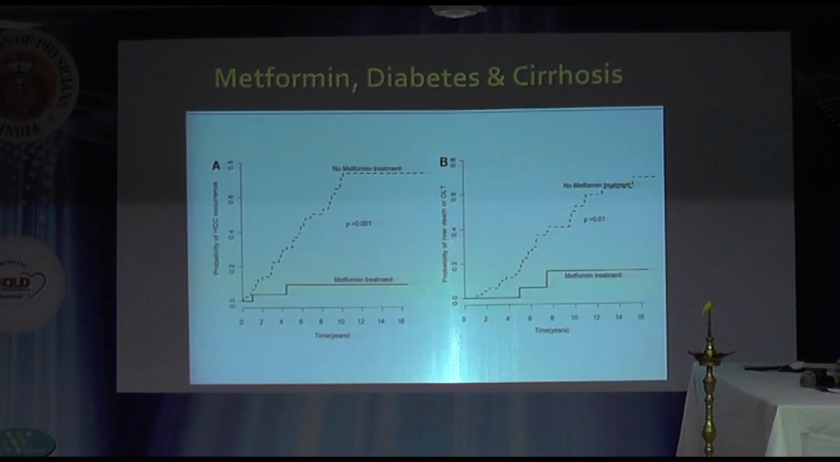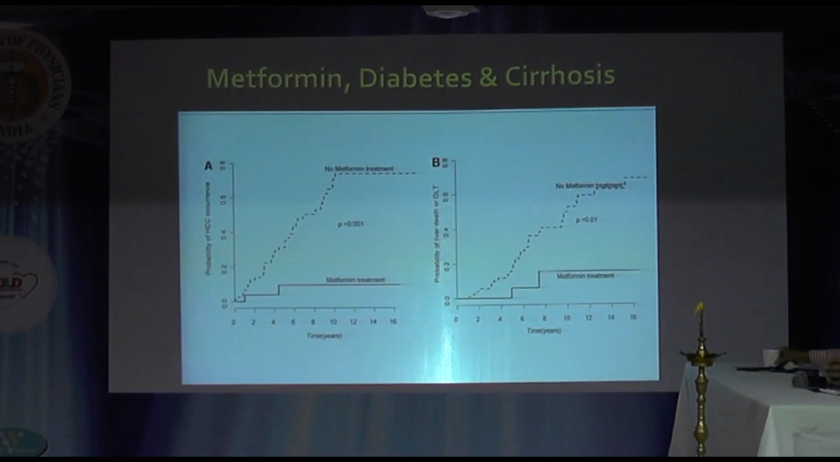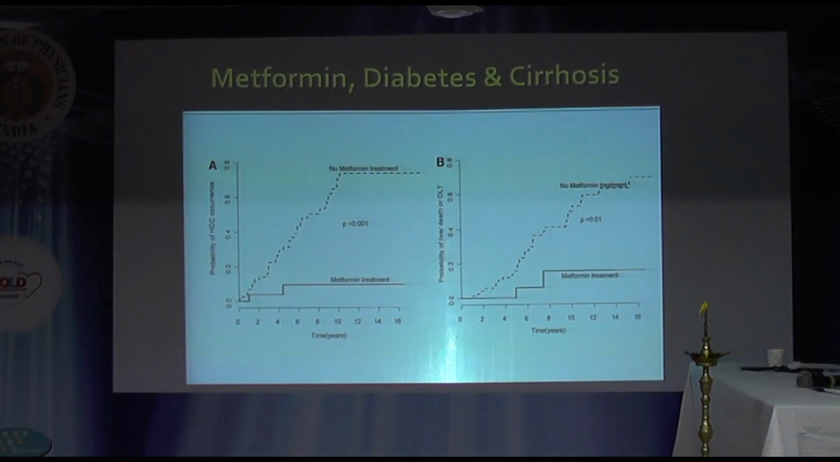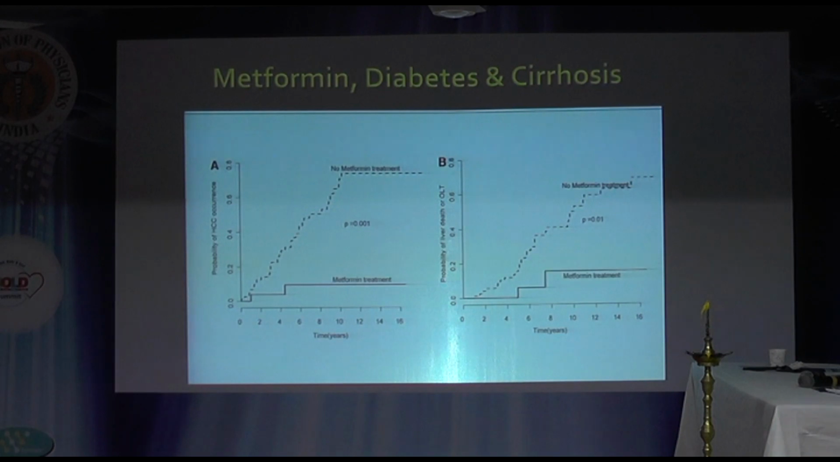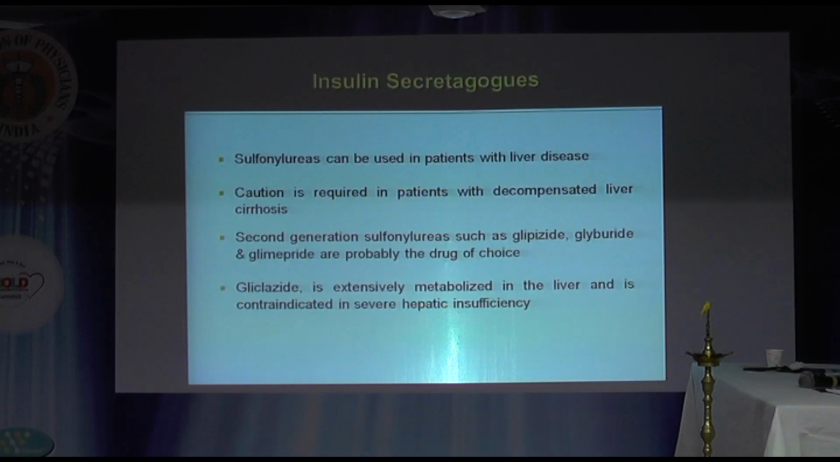And there is good evidence to suggest that in patients with cirrhosis who use metformin, there is a significant reduction in the incidence of hepatocellular carcinoma, and on the right side, they have shown a significant reduction in mortality. Therefore, metformin remains a useful drug.